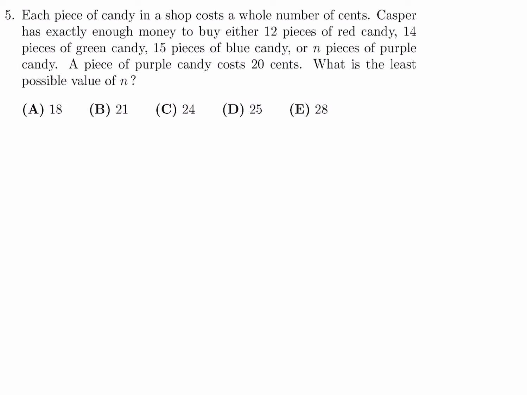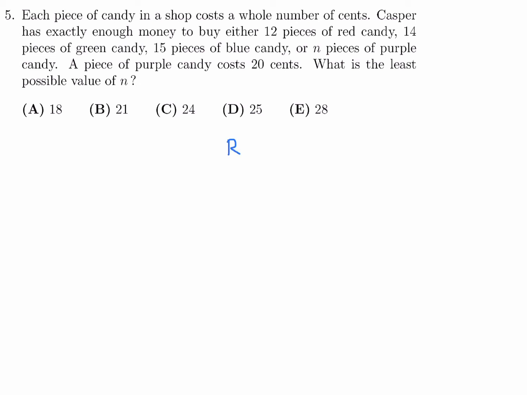Each piece of candy in a candy shop costs a whole number of cents. Casper has exactly enough money to buy either 12 pieces of red candy, 14 pieces of green, 15 pieces of blue, or n pieces of purple. A piece of purple candy costs 20 cents. What is the least possible value of n?